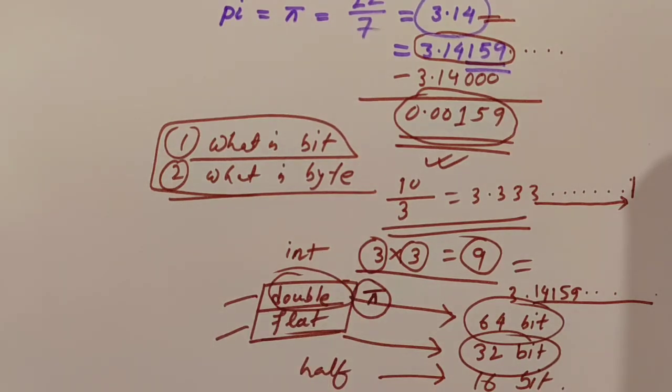As you already know, computer understands only 0 and 1. So if you consider double or single or floating point or half precision numbers, how will it look? Let's have a look.